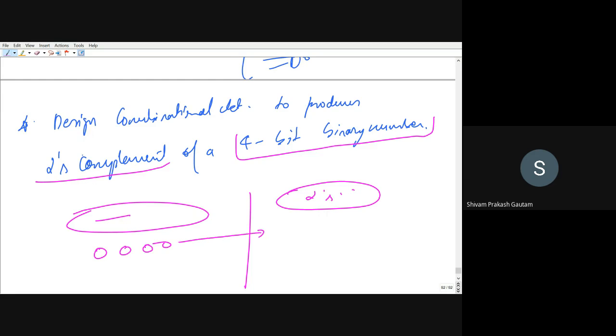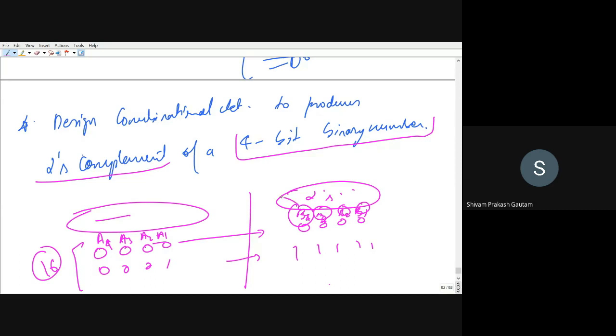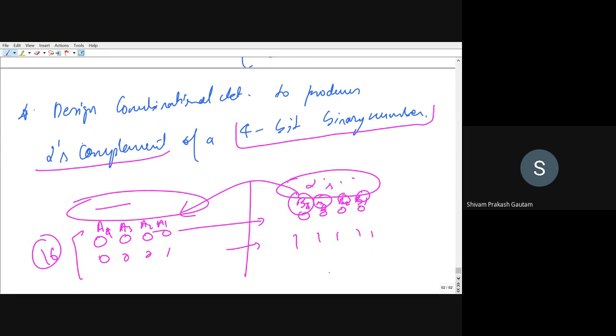Okay, sir. So for 0000, the 2's complement will be 0000. For 0001, the 2's complement will be 1111. So similarly, for all 16 numbers, you have to draw the 2's complement, and then you can declare the variables A4, A3, A2, A1, and here you can declare B4, B3, B2, B1. You can calculate B4, B3, B2, B1 in terms of A4, A3, A2, A1, and then you can draw the combinational circuit using NAND logic. So this is regarding your combinational circuit code converters.